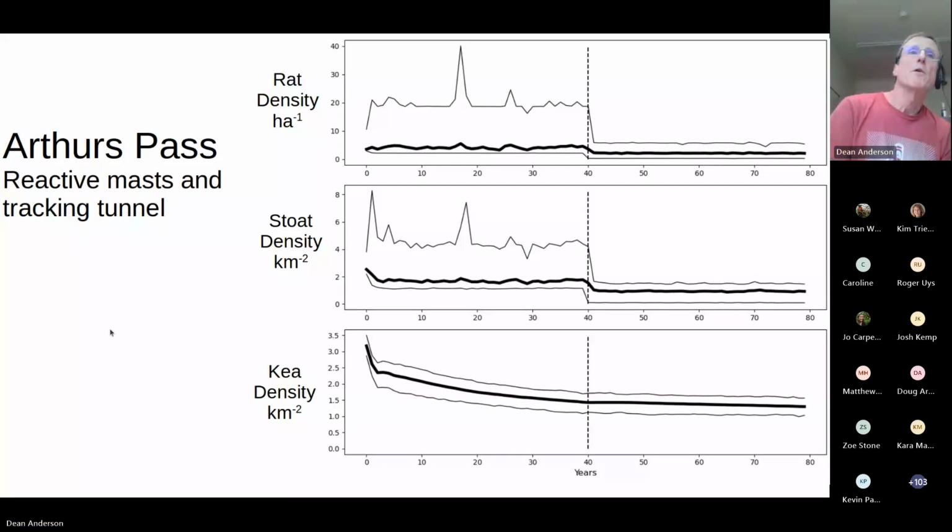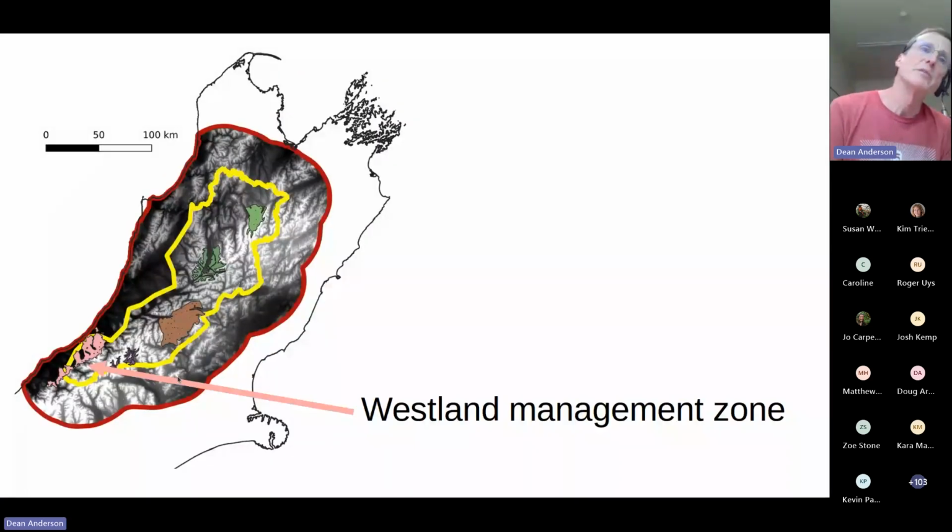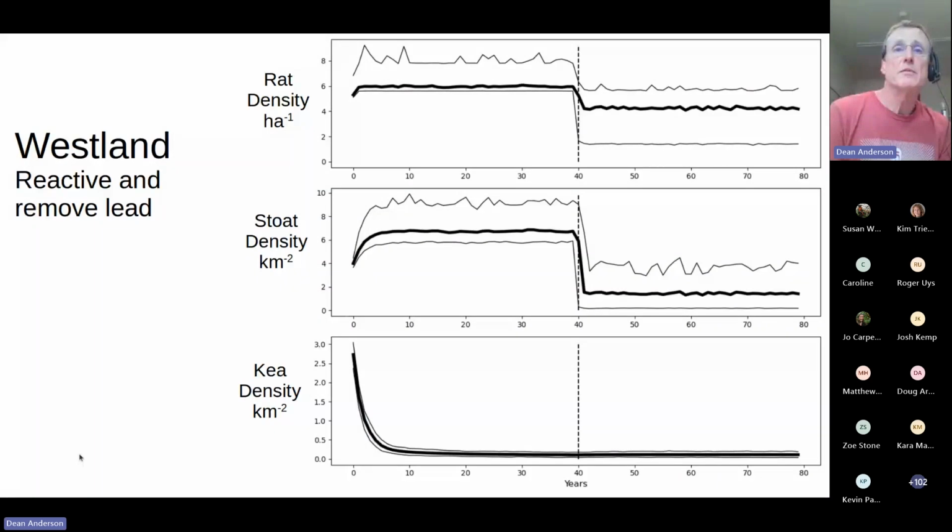So now let's look at the Westland management zone, which is shown here. And this is interesting because there's a lot more podocarp down here versus a beech dominated system up in Arthur's Pass. And the stoat numbers are just so high in the model that the Kea numbers plunge, and they stabilize after we apply some lead.